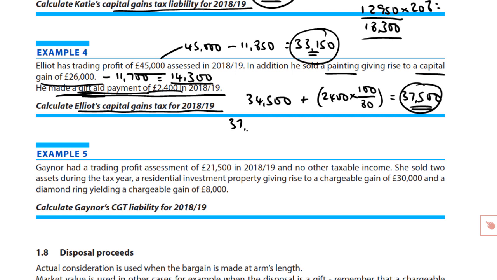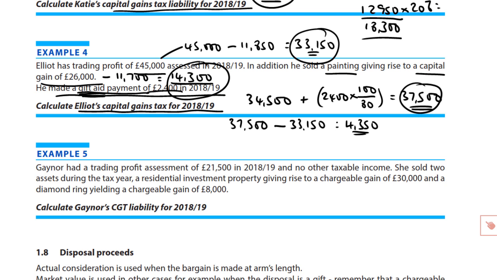So 37,500 minus 33,150. Get your calculators out, guys, and work that figure. Well, I got that to be £4,350. 4,350. How much taxable gain are we taxing?